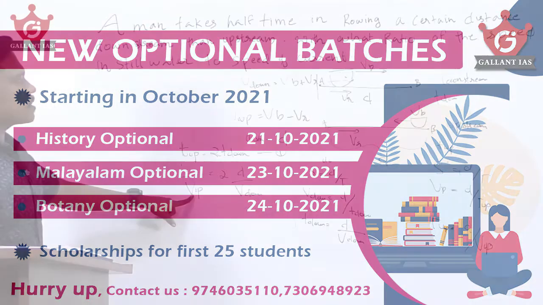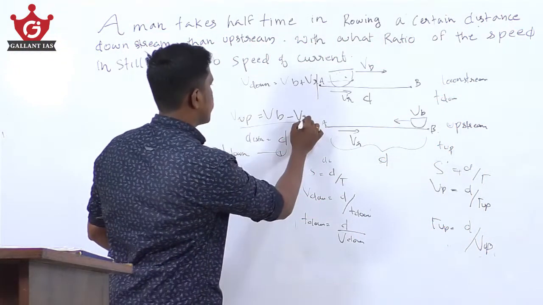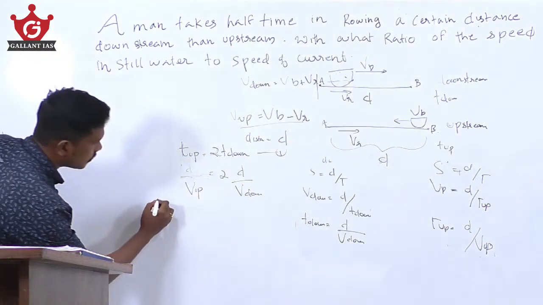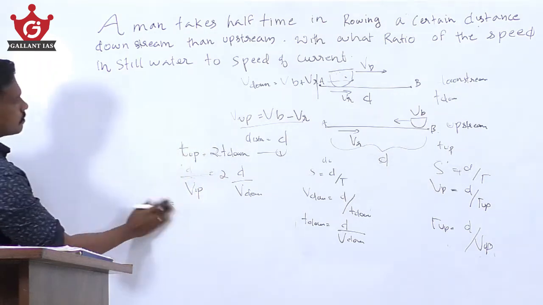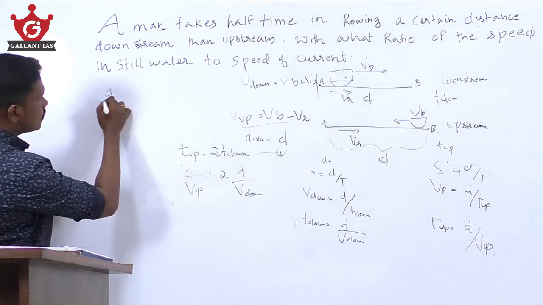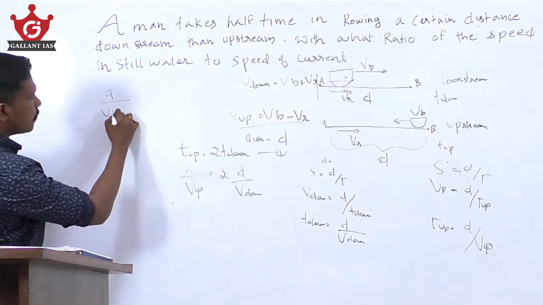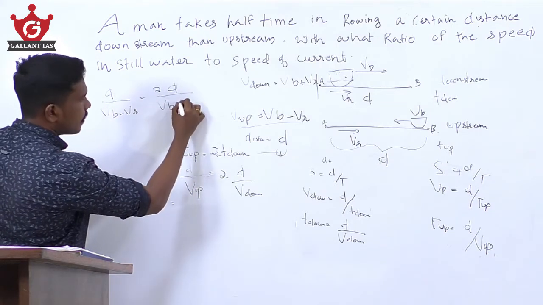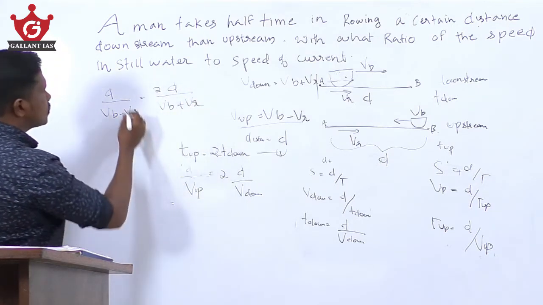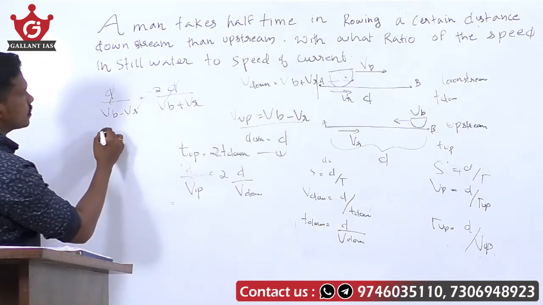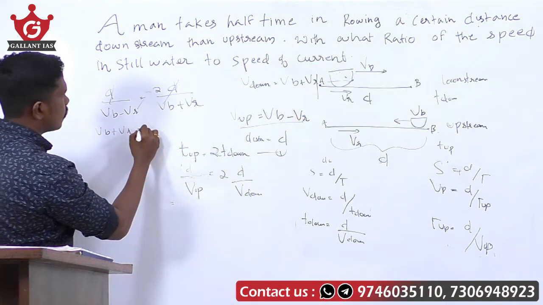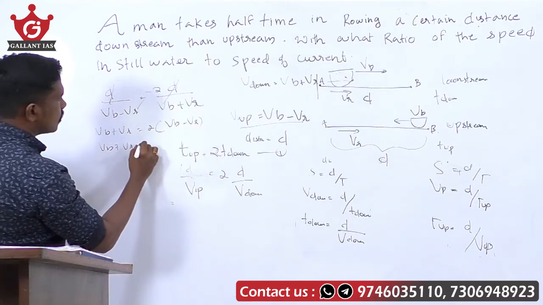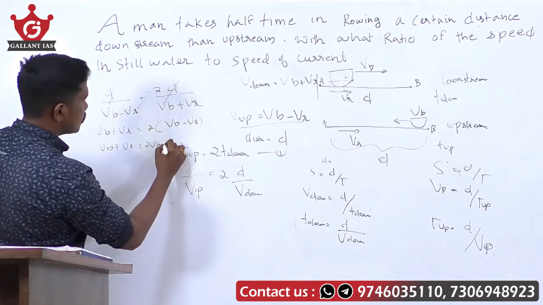So we know that V up is equal to VB minus VR, and V down is VB plus VR, right? So let me write here: D by VB minus VR is equal to 2 times D by VB plus VR. So D got cancelled. Now cross multiplied, right? So VB plus VR is equal to 2 into VB minus VR. So VB plus VR is equal to 2 VB minus 2 VR, right?